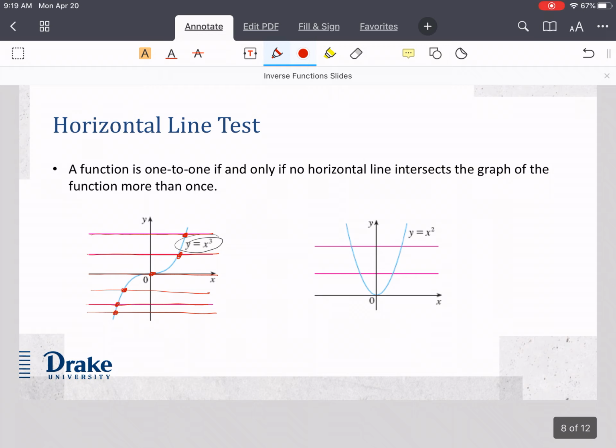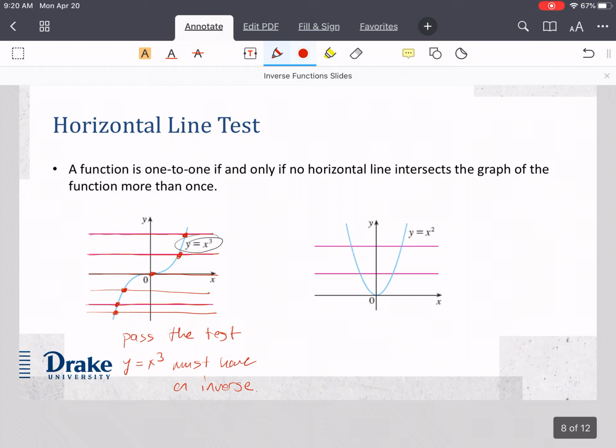So it passes the horizontal test. What that means is that y equals x cubed must have an inverse. That would be the conclusion I would make after applying this test.